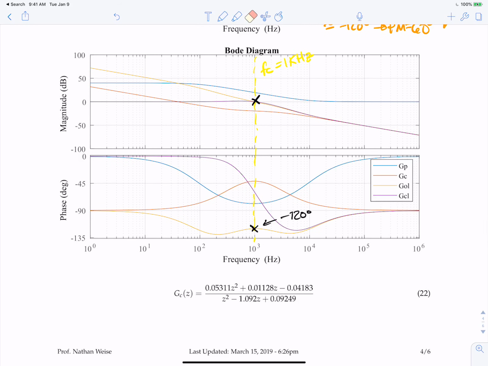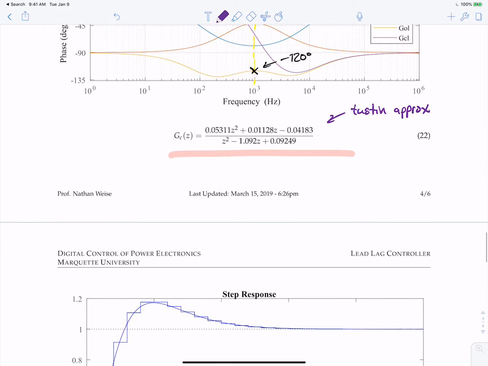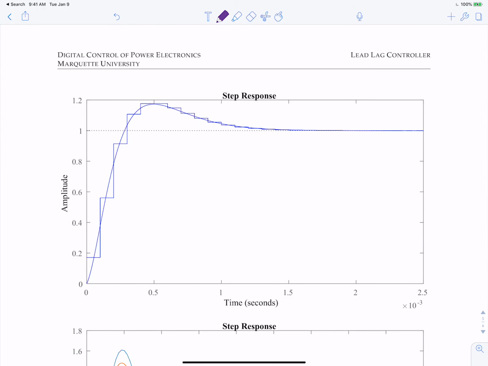Okay, now let's take a look at this in the digital domain. We have converted this controller from the continuous time S domain to the digital domain using the Tustin approximation. So let's put this here. This is the Tustin approximation, and let's take a look at a step response. You can see we go up pretty fast and we settle down nicely. I have plotted both the continuous time response and the digital time response.